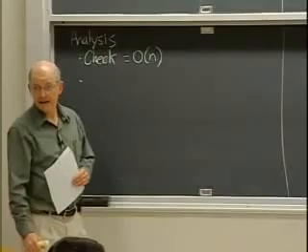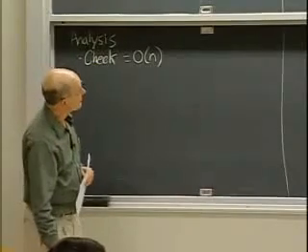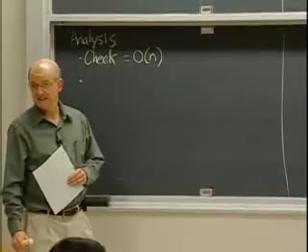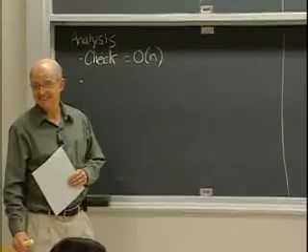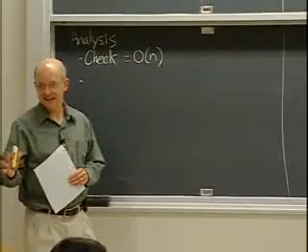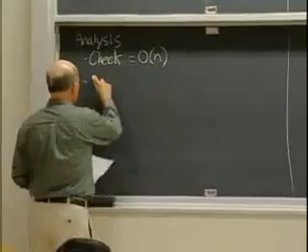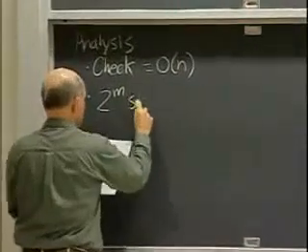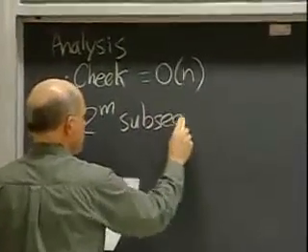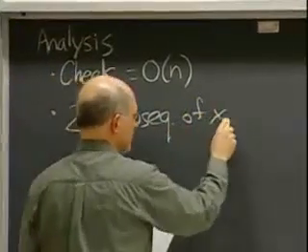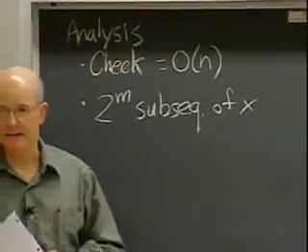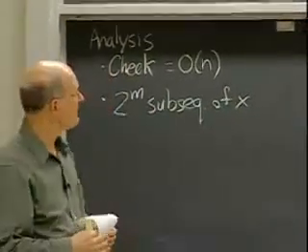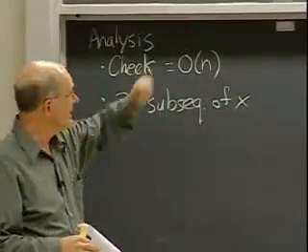2 to the n. X's goes from 1 to m. 2 to the m. Subsequences of x. Okay, 2 to the m. There are 2 to the m subsequences of x. Okay, one way to see that, you say, well, how many subsequences are there of something there?